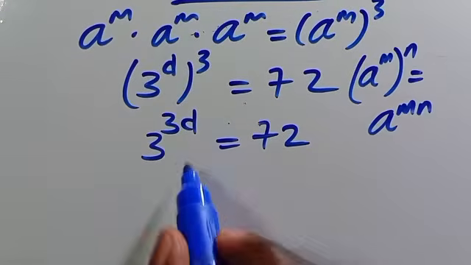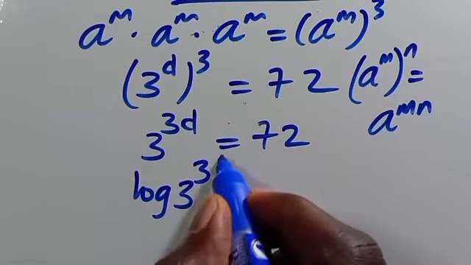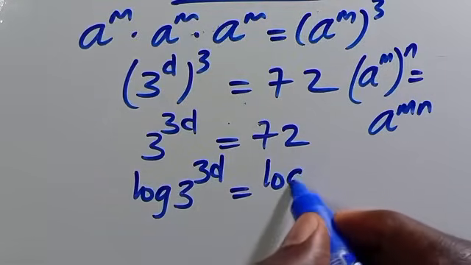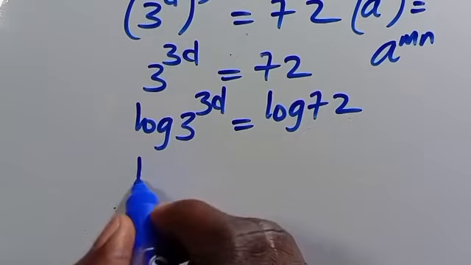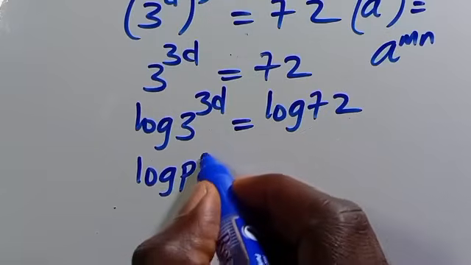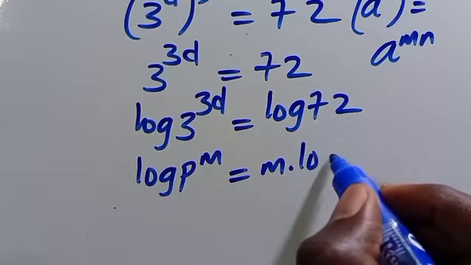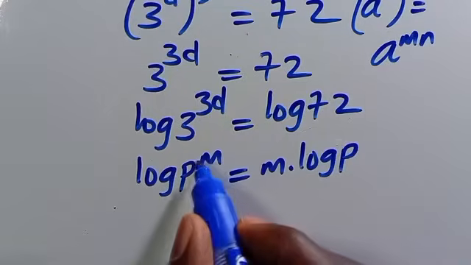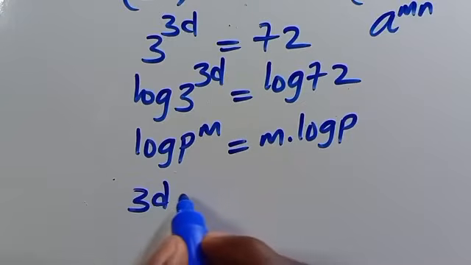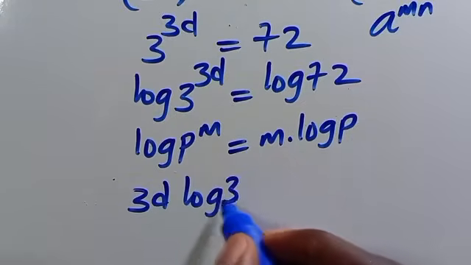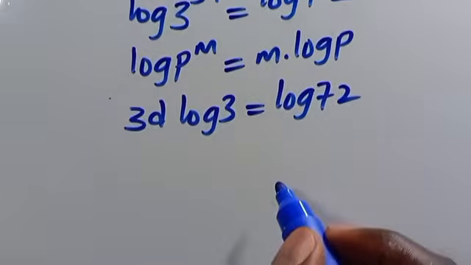So to get the possible value of d, let's introduce log. Here will be log 3 to the power of 3d equals log 72. Then when we have log p to the power of m, this will equal m multiplied by log p. The power will come down to the base. So this simply implies we have 3d multiplied by log 3 equals log 72.